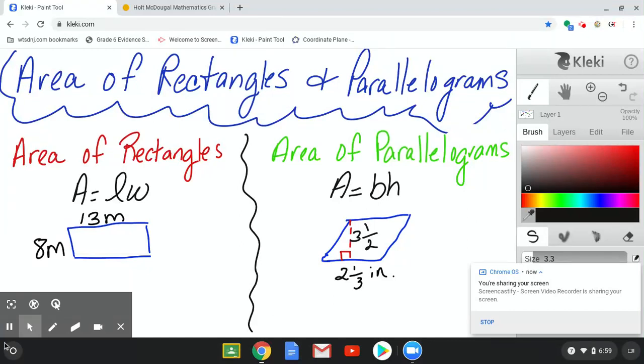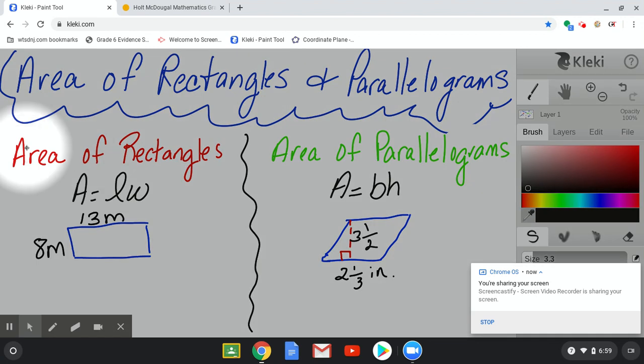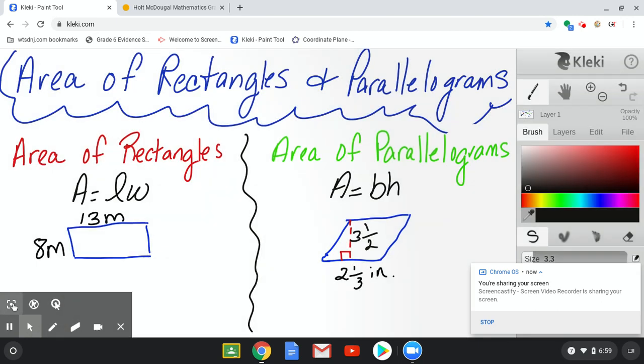Here I have an example for finding the area of rectangles, and I have my formula listed here. The formula for area of rectangles is A is equal to L times W, L standing for length, W standing for width. I have a rectangle here that happens to be 13 meters in length and 8 meters in width. So all I'm doing is plugging those numbers into my formula, and I am solving for my area.